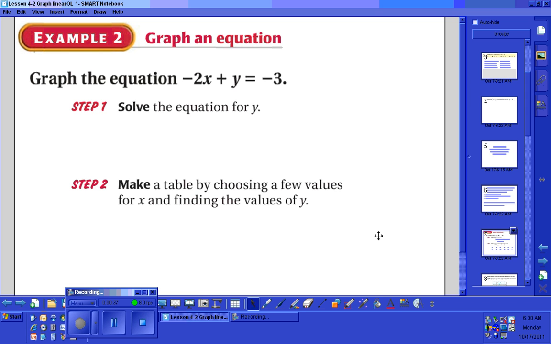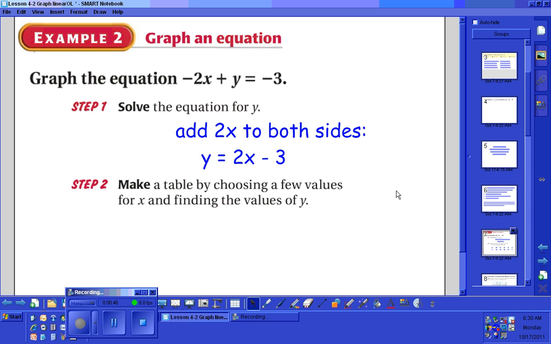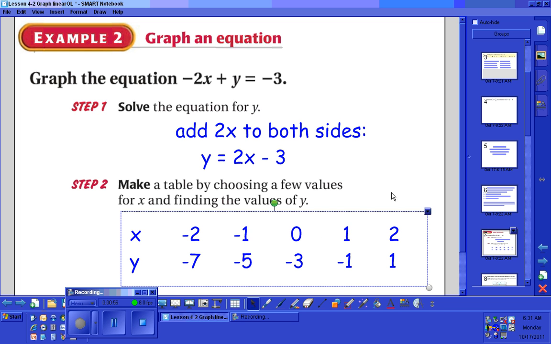If we want to graph an equation like this, the first step will be to put it in function form. Solve for y. We can do that by adding 2x to both sides. Y is now equal to 2x minus 3. Now we'll need a table, so pick a few values. Some convenient numbers might include -2, -1, 0, 1, and 2. They didn't give us a table, so we made one up. Plug each number in for x, and then find the value for y.